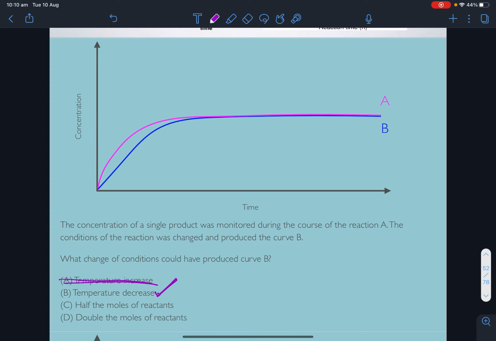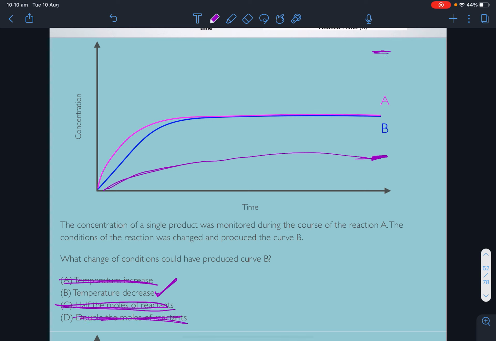Let's keep making sure. If you halve the moles of the reactants, you're going to halve the amount of product you can form. And that's down here, so you should get a curve like that, and we haven't. We've produced the same amount of product. So we haven't halved the moles of the reactants, and we haven't doubled, because then the curve would be up here. So we've just confirmed that it's the temperature decrease. We haven't altered the amount of reactants, we've just altered the temperature, so it's B.